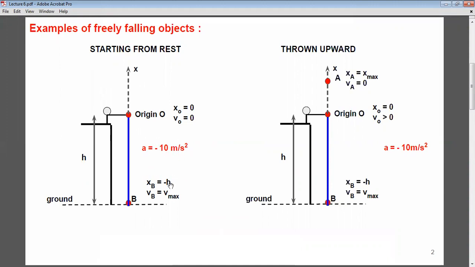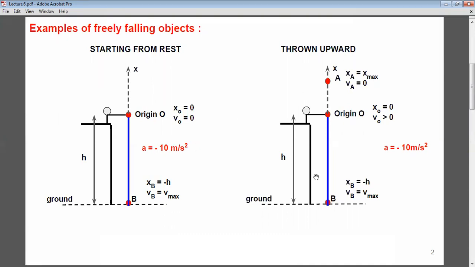It will fall under the influence of gravity until it is almost reaching point B, where the position of point B is minus h, because it's in the opposite x-axis, and its velocity is v maximum. And what we want to remember here is the acceleration is always minus 10 meters per second squared, or minus gravity if we are on another planet. In this case, it will be clear in the question.